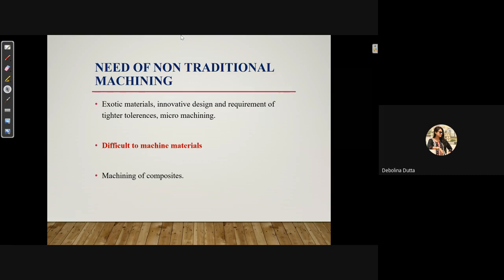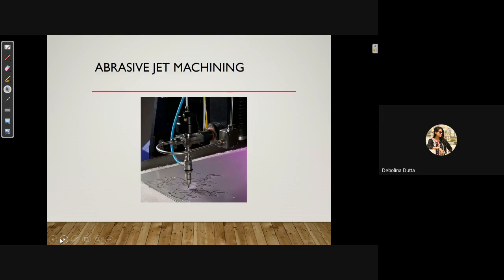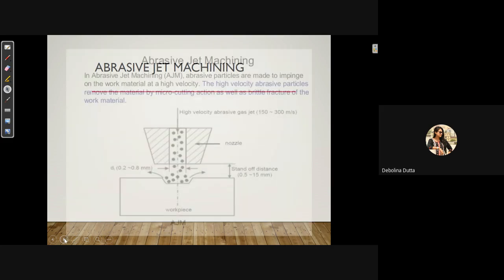Okay, so that's why we, as mechanical engineers, need to know the details of different types of non-traditional machining processes. Okay, so we will be starting with the abrasive jet machining. Okay, or in short AJM. Okay, so let's start with the abrasive jet machining.